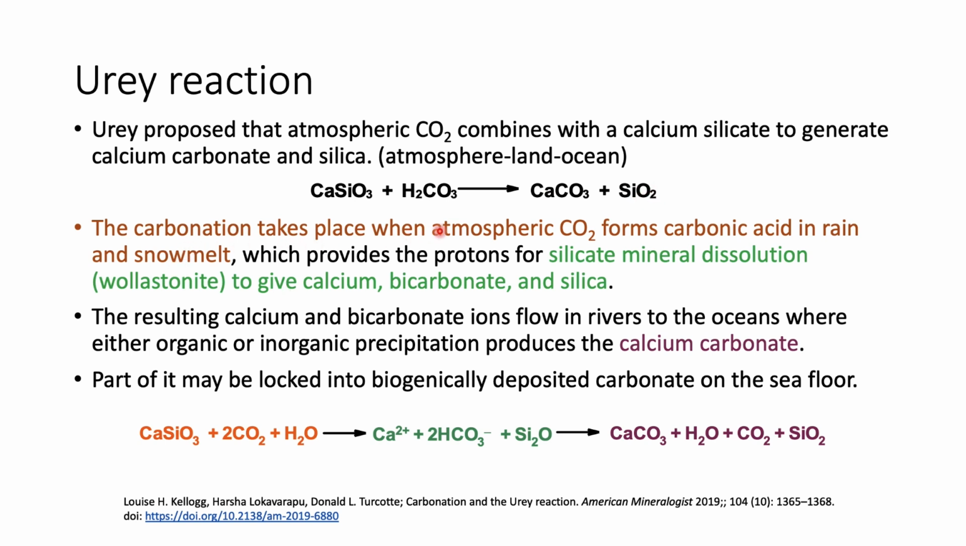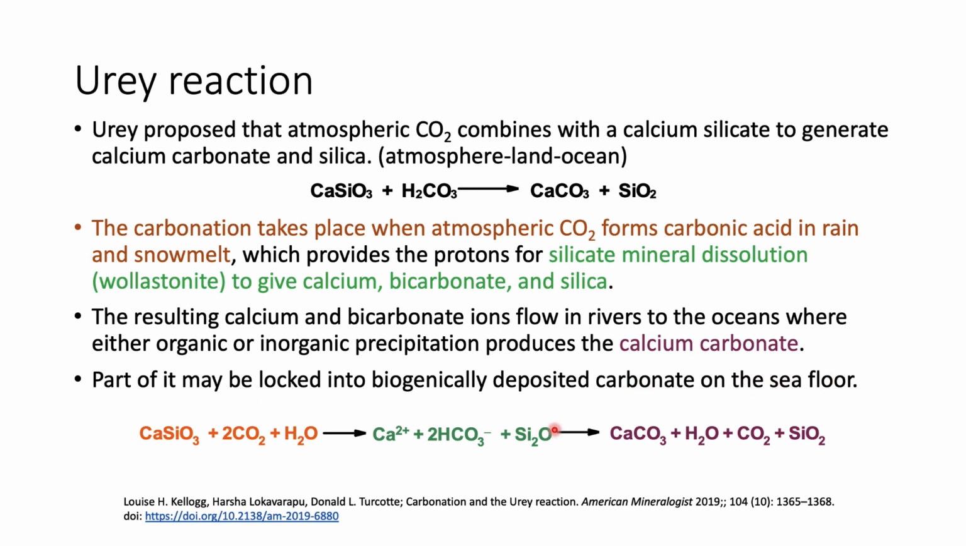The carbonation takes place when atmospheric CO2 forms carbonic acid in rain and snow melt. So this happens in the atmosphere and ocean, that is the water area, which provides the proton for silicate mineral dissolution, that is wollastonite, to give calcium, bicarbonate and silica. So this happens on the land. The resulting calcium and bicarbonate ions flow in reverse to the ocean, where either organic or inorganic precipitation produces calcium carbonate. Part of it may be locked into biogenically deposited carbonate on the seafloor.